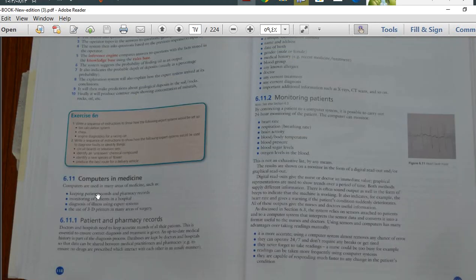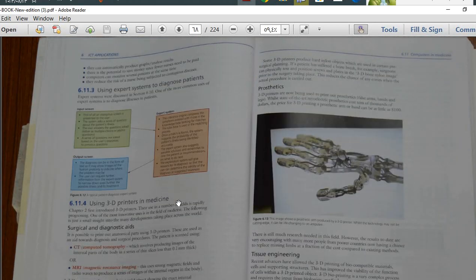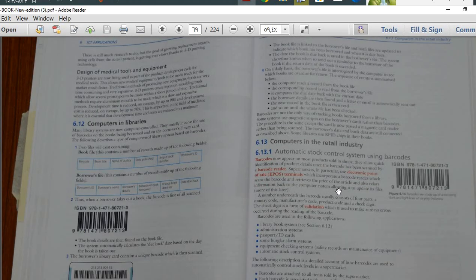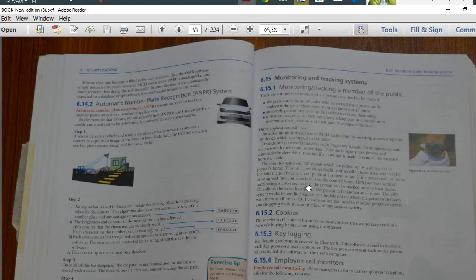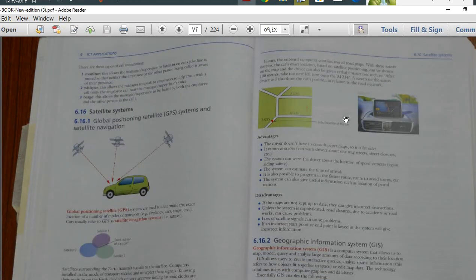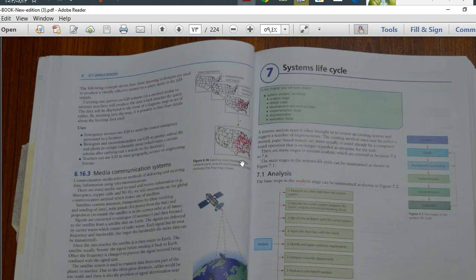Here we will talk about computers in medicine. How computers affect medicine. It is very important to know that computers and systems affect medicine very well. Monitoring and tracking systems, satellite systems, all of this we use every day in our life.